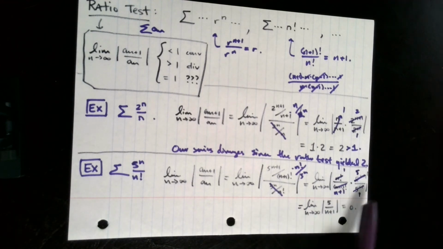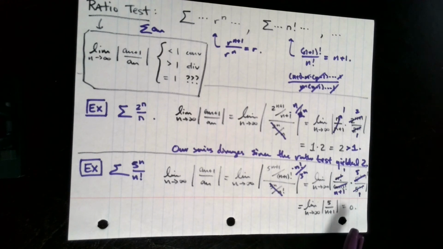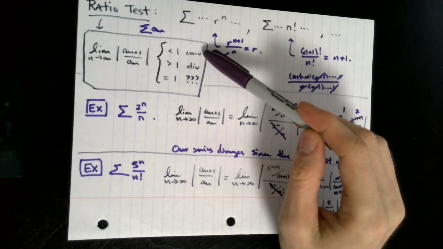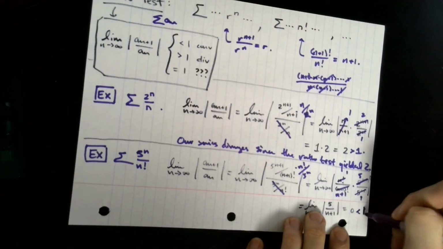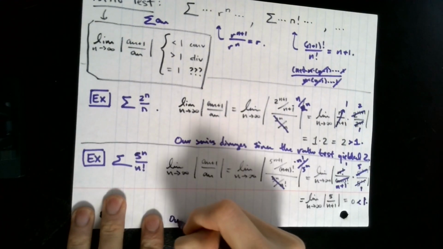So long story short, the limit is going to be 5 over n plus 1, as n goes to infinity. As n goes to infinity, the denominator is getting very big, the numerator is only 5, and as a result, this limit turns out to be 0. Okay, what does that mean? That means the limit associated with our ratio, which came from the ratio test, came out to be 0. And 0 is certainly less than 1, which falls in our convergence case. So I'll be very explicit here and say 0 is less than 1.